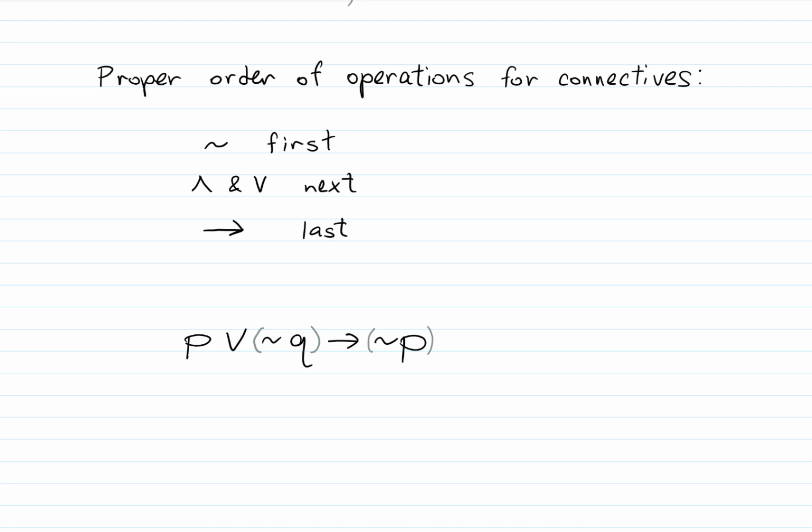Now, there's a disjunction and an implication. Okay, which goes first? In other words, what I mean is this. Am I saying that P or not Q is implying not P? Or am I saying that I either have P or I have not Q implies not P? It could be either one. Well, the order of operations says that disjunctions happen before implications, which means this disjunction right here gets applied first to these two things before you ever get to the implication. So let's put parentheses around that.